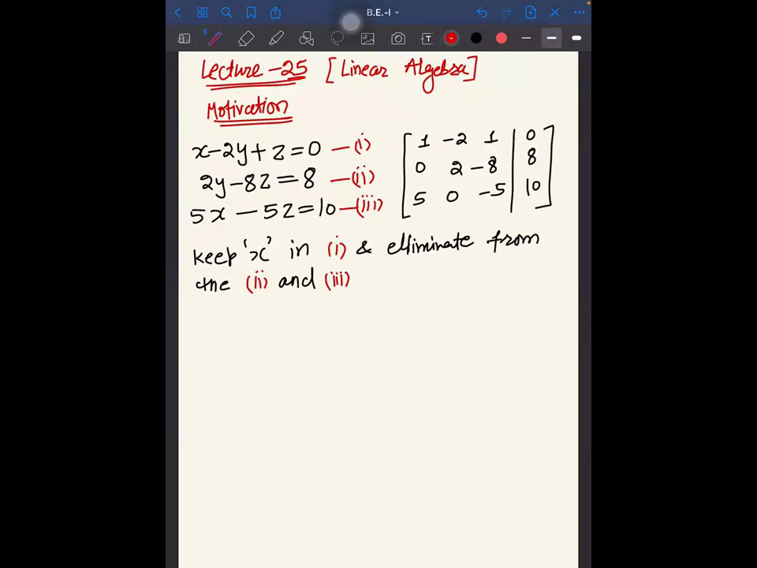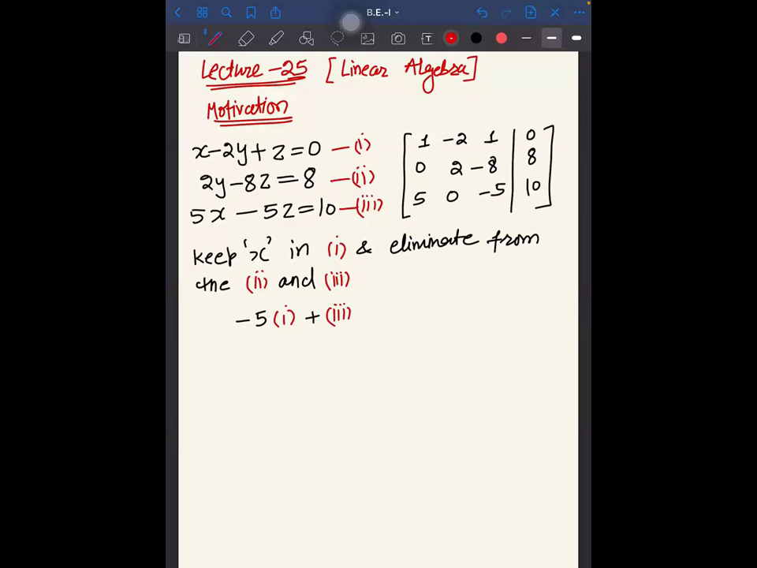Okay. So in the second equation there is no x, right? So let's say I want to eliminate it from the third equation. I'll multiply the first equation by 5 and add it to the third equation. That's what I'm going to do, right? So if I apply this, what will I get?